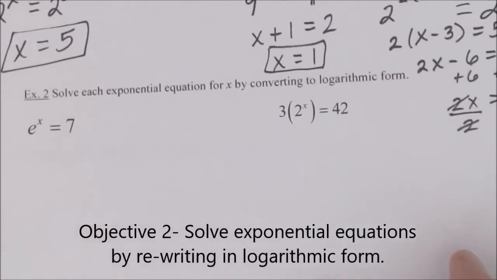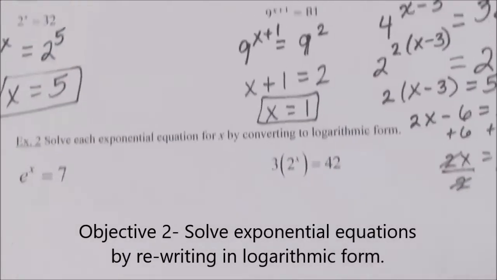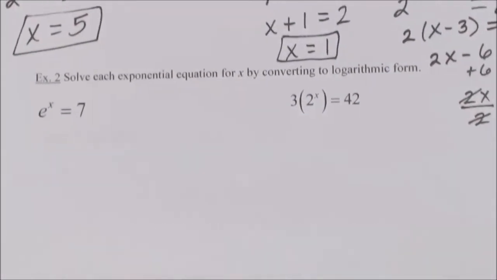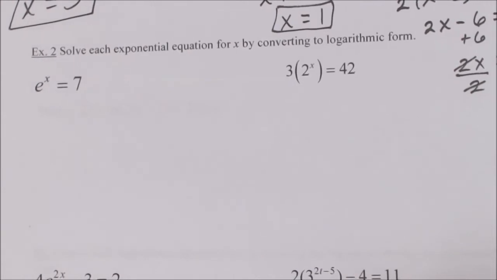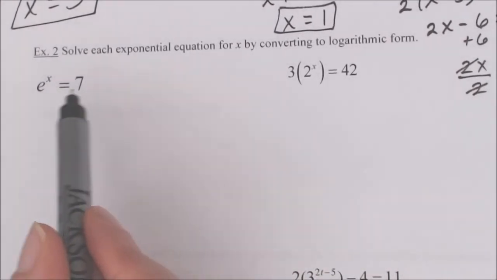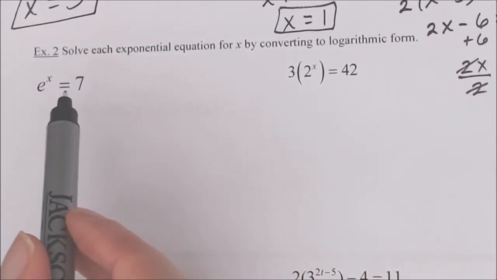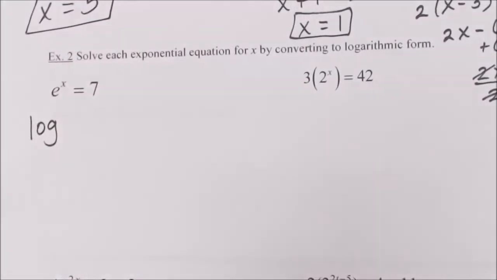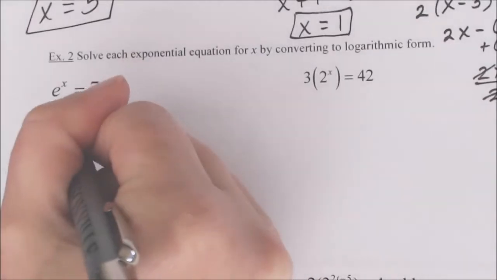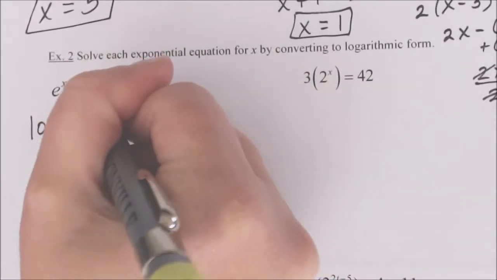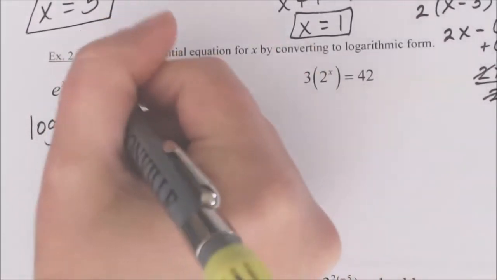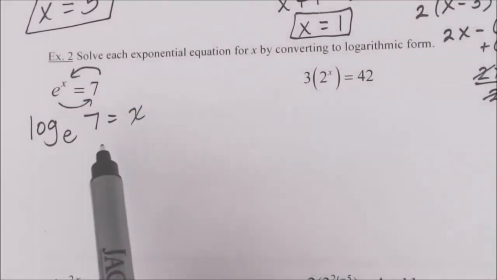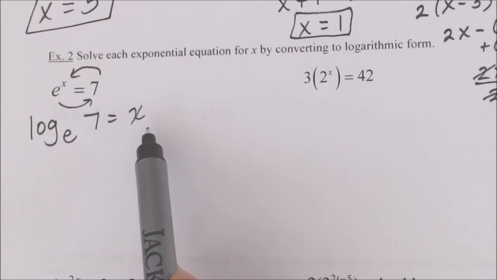So when we have an exponential equation where we can't use the technique of rewriting both sides as a power of the same base, we're going to use that definition of logarithm. So we're going to convert this equation into logarithmic form. So I always start with the word log. Log of base what? The base here is e, of the other side, which is 7, equals the exponent. So log base e of 7 equals x.